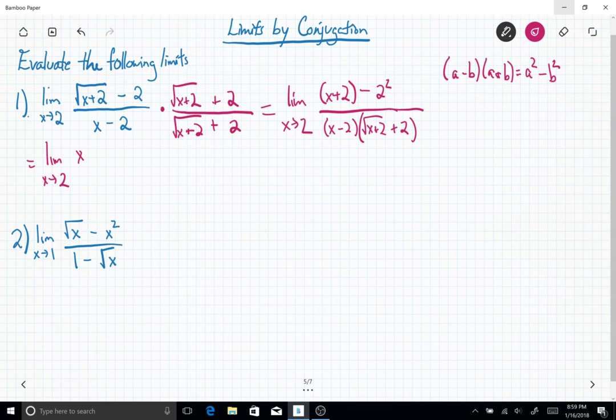So the top factors to x minus 2 when you go x plus 2 minus 4. And then you have an x minus 2 and square root of x plus 2 plus 2. Okay, yeah. So I see a question.